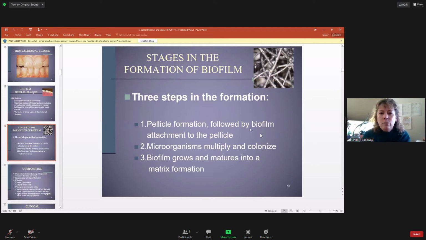You need to know how it forms. There's always a pellicle, right? Within minutes of its removal, it reforms. The acquired pellicle is acellular. And then the biofilm attaches to the pellicle. How much biofilm there is depends on how well the patient takes care of their teeth by brushing and flossing and seeing their dentist and hygienist regularly. These microorganisms that have attached themselves then multiply and colonize.